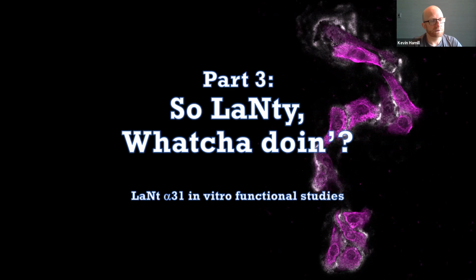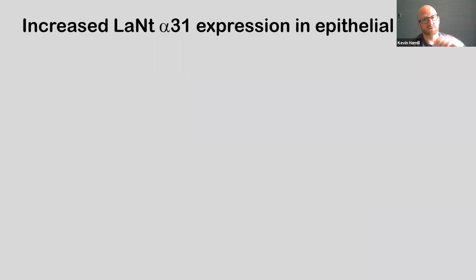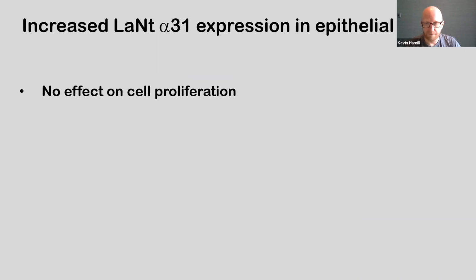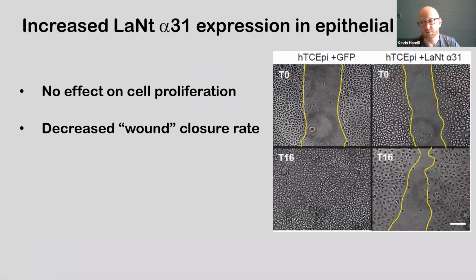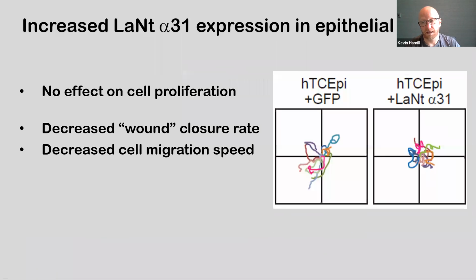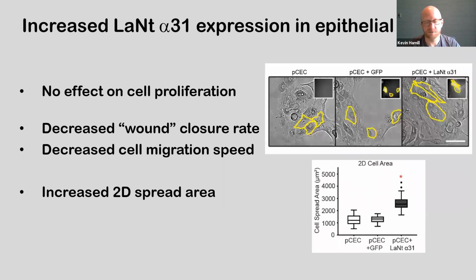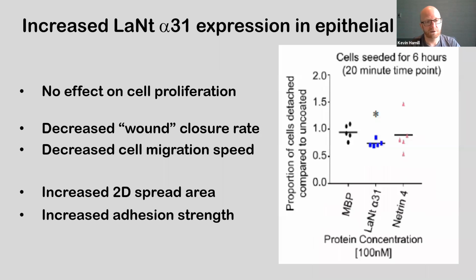and I'm going to run out of time if I go at this speed, so let me rush through this bit. We saw no effect on cell proliferation. What we did see was a decrease in wound closure rate. We also saw a decrease in cell migration speed, so the individual cells move less fast, and this is across a bunch of different epithelial cell types. The cells spread further. They had an increased two-dimensional spread area, and they had an increased adhesion strength.